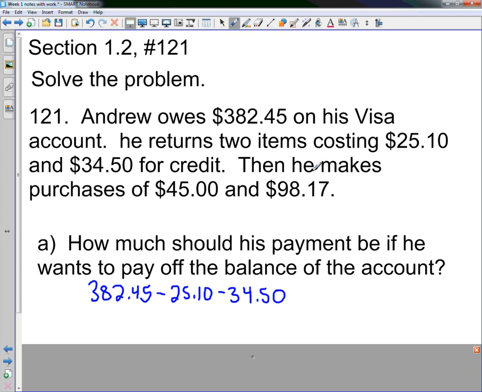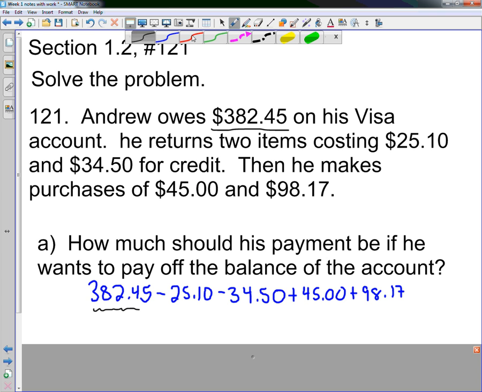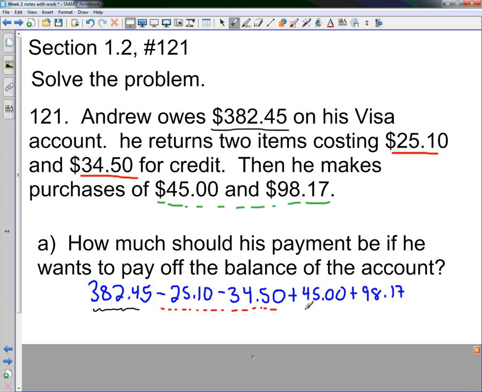Okay. Then he makes a purchase, so now he's making a purchase, so that's going to add back to his debt. So we have $45, and then he made another purchase of $98.17. So we started with a balance of $382.45. Then we returned some items, which is going to take away from some of the debt. So those are being subtracted. And then the last thing that happened was made some charges, and those are going to add back to our debt.